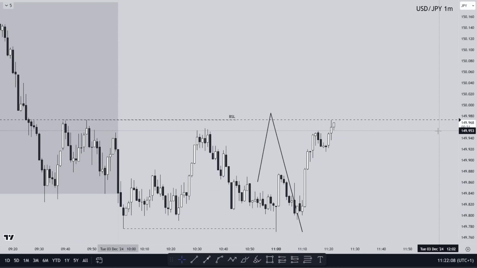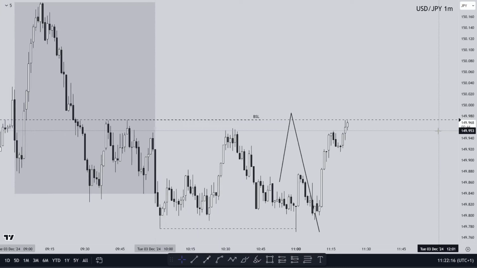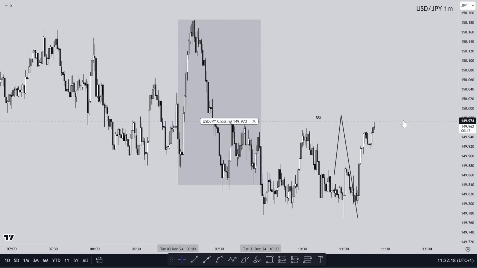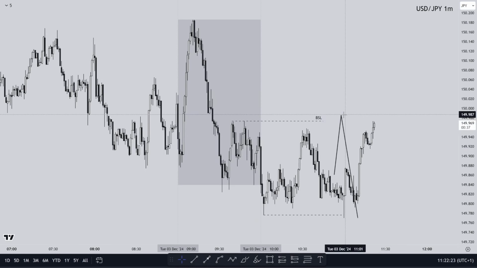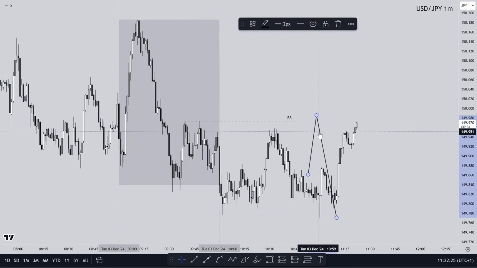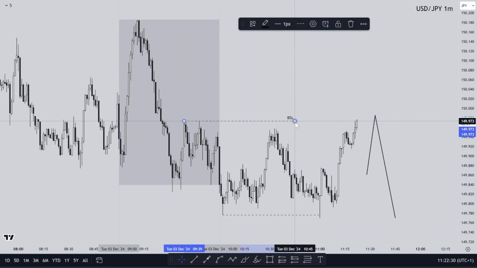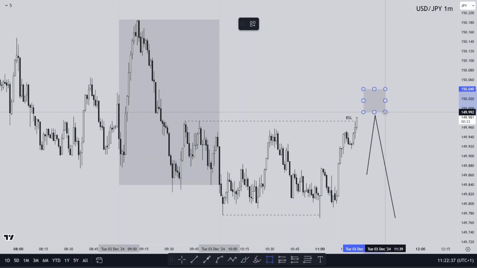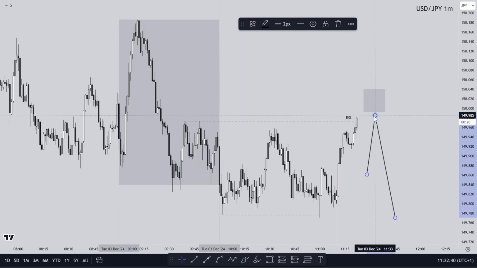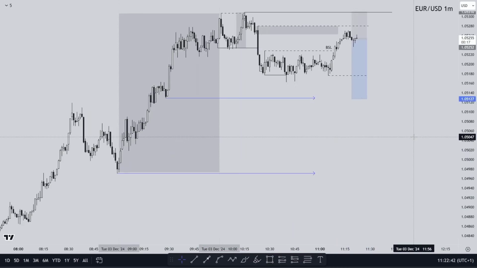to the other assets. USD JPY very close to the level, but I will not trade this asset since I'm already in euro dollar, so remove this alert. As you can see, the price moves very similar to what I imagine, so now I expect some reversal, maybe from this level, something like this, but doesn't matter at the moment.